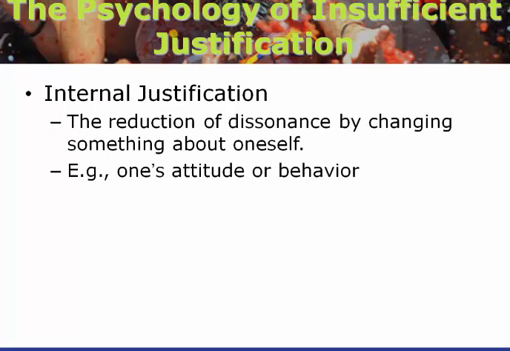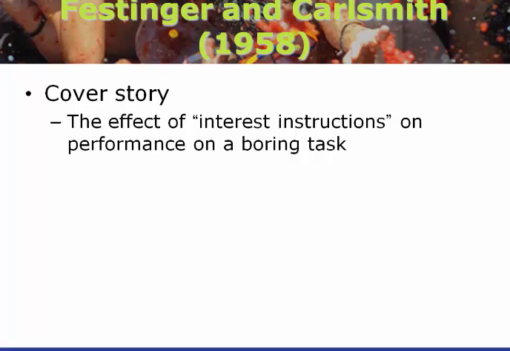Well, sometimes we make an internal justification in that situation, right? The reduction of dissonance by changing something about oneself, like, for example, one's attitude or behavior. And I feel like the difference between internal and external justification can be made a little bit more clear by talking about a research study that examined the difference between external and internal justifications, right? So, in this particular study, last one we're going to talk about, we have deception here. We have a cover story.